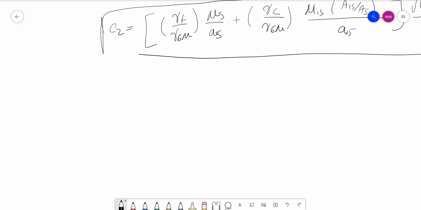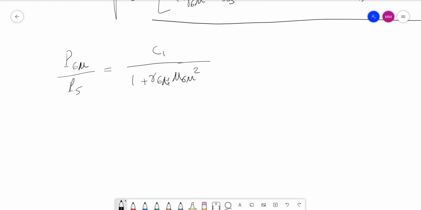But how can we find the pressure ratio or the pressure, right? P of 6M divided by P5 is going to be equal to C1. This equation is a little simpler, so that's good news. C1 divided by 1 plus gamma 6M, M6M squared. That's it, right?